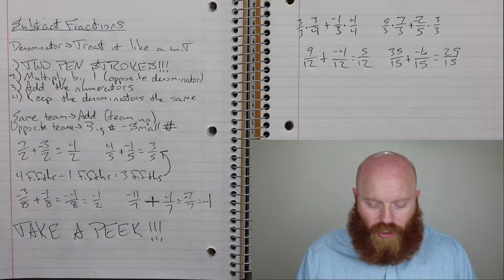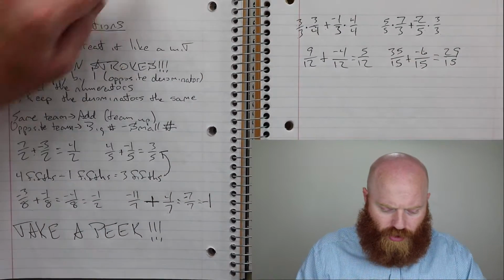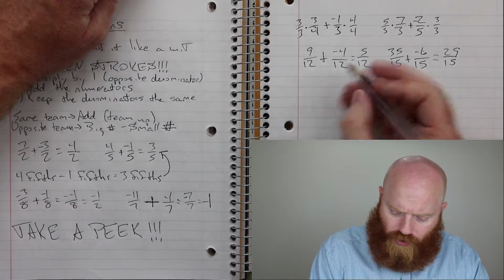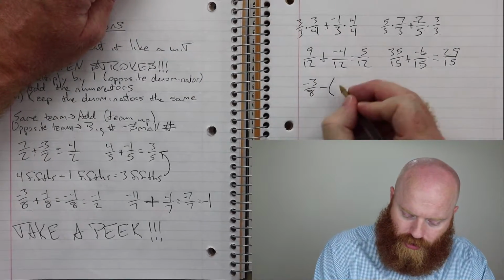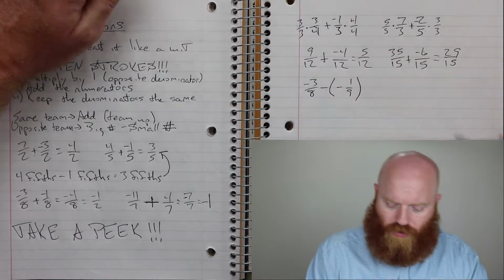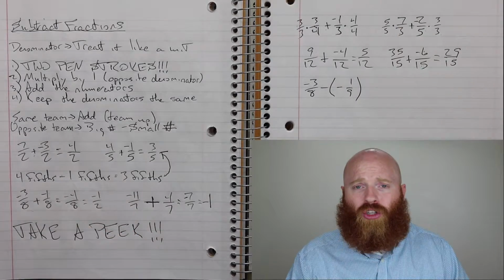Okay, let's keep going, because they might look different. The process is the same, but they might look different. Your teacher might give you some tougher problems that look different. So let's do something like negative 3/8 minus negative 1/9. Oh, gross. Honestly, it's the same as what we've done before, but it looks different.